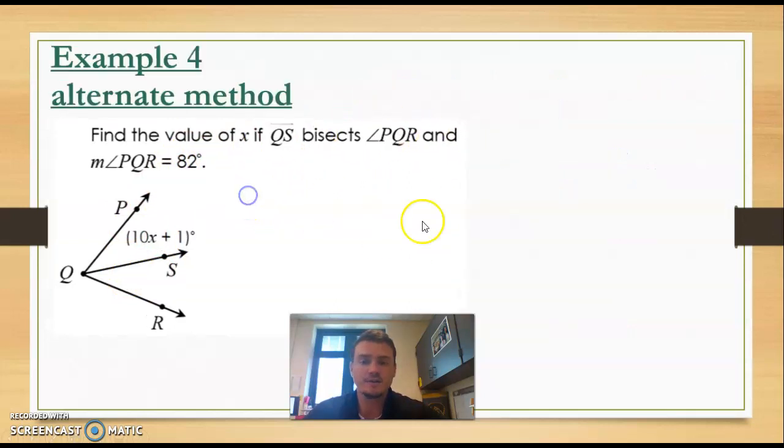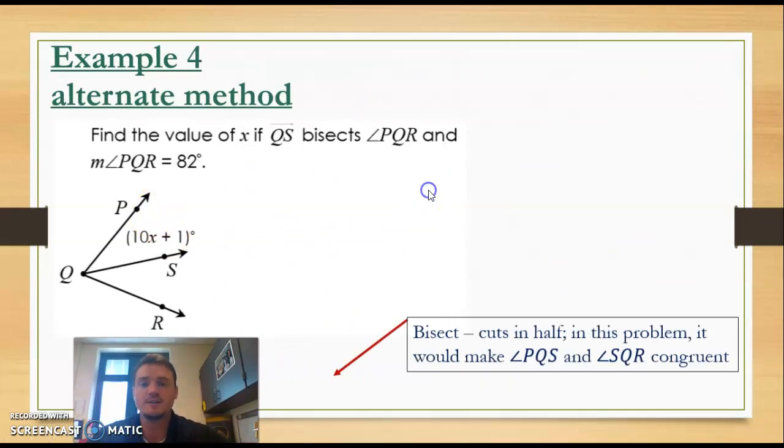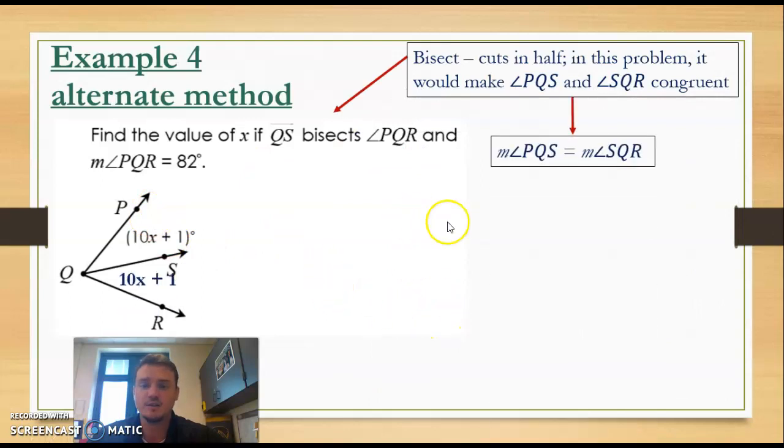Now, there is another alternative method to solve this type of problem, so we're going to work through that too. So one way to approach this problem is by using the angle addition postulate. So basically, if we know that QS bisects this angle, PQR, these angles are the same. So this expression can be used to represent this angle down here as well.